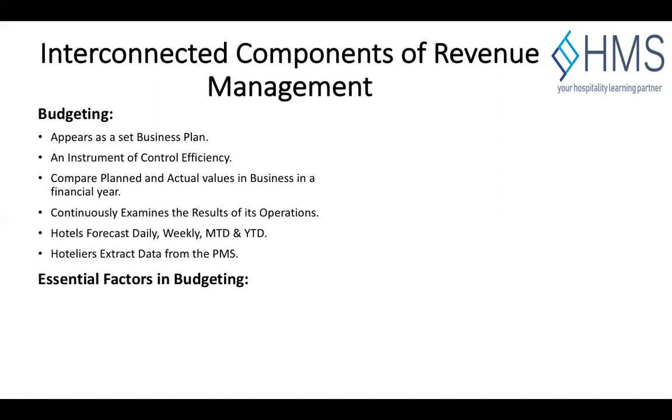Now, there are several essential factors in budgeting that we must consider. One is the RevPAR and ADR. As I mentioned, it's revenue per available room, and the formula for RevPAR I will be addressing in the metrics section of this module. RevPAR is the room revenue divided by rooms available to sell. And ADR, on the other hand, is room revenue divided by rooms sold.